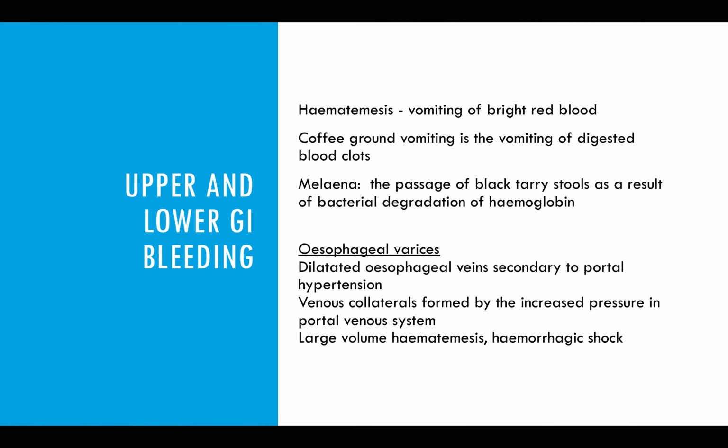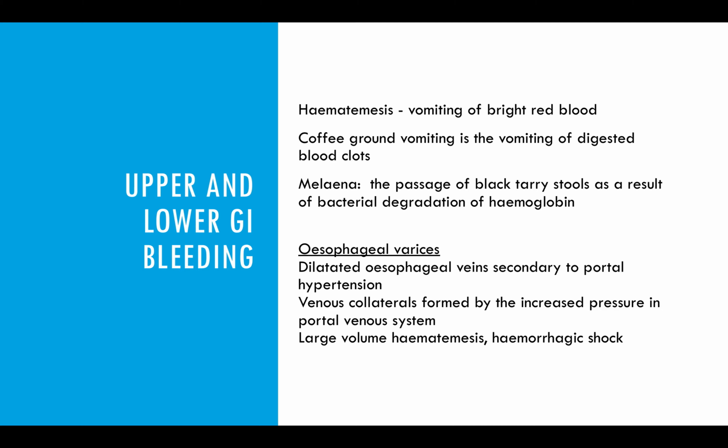So upper and lower GI bleeding. So it's important to obviously split GI bleeding into upper and lower. With your upper, you have hematemesis, which is vomiting bright red blood. It's important to really clarify with people if they think it was vomit or if they coughed it up, because that's obviously hemoptysis, and that's different. We're assuming that's from the lungs, whereas vomiting is coming from the GI tract.